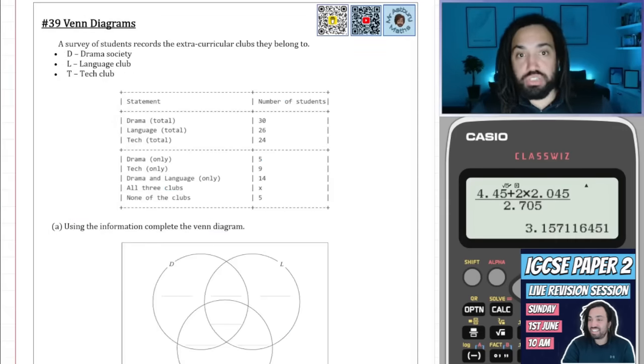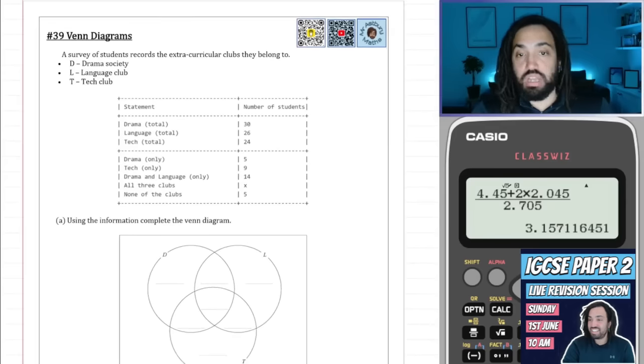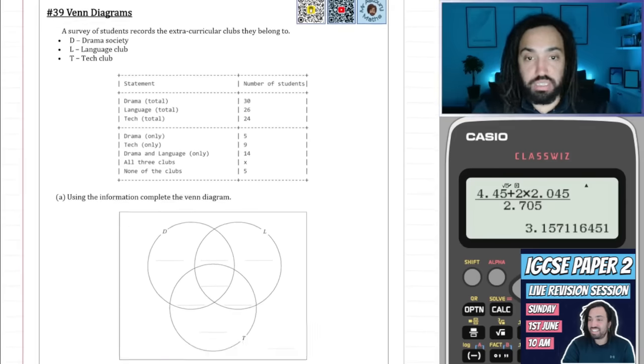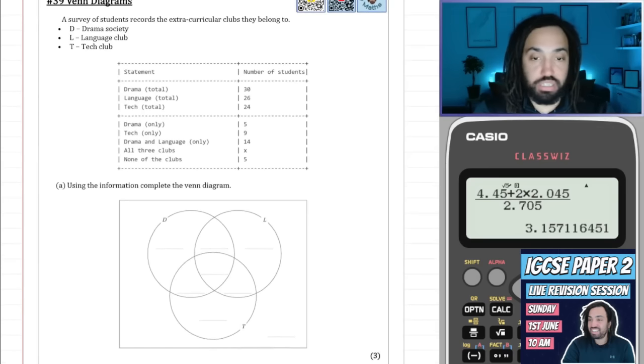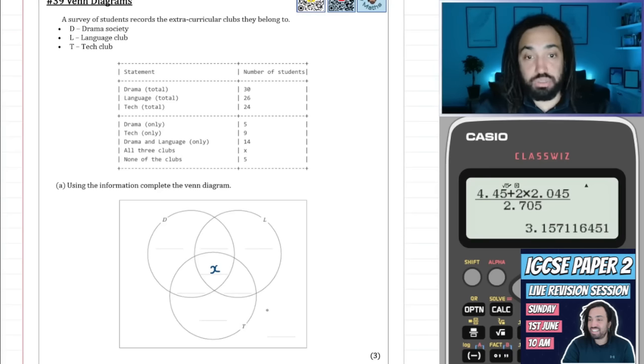Okay, we've got a survey of students records the extracurricular clubs they belong to. Got D, L and T. Okay, so we always like to start in the centre, and it says that all 3 clubs is X. So we'll place X right in the centre there, and also it says none of the clubs, so let's just tick that, none of the clubs is 5, so we put 5 on the outside.